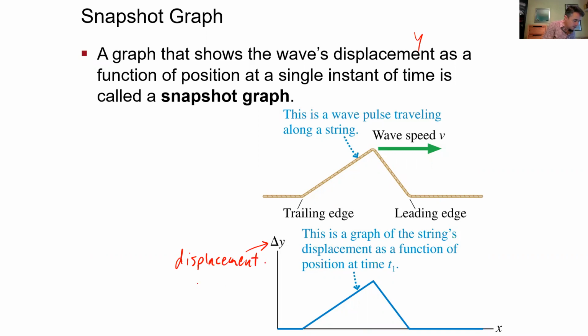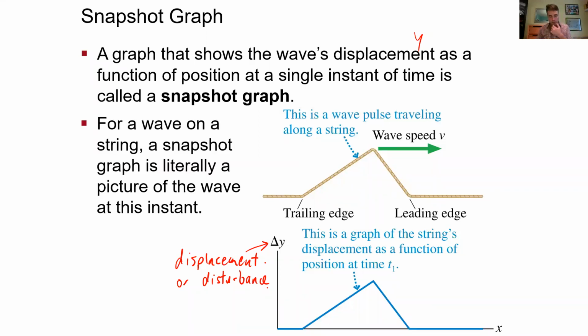I think I also mentioned, a tongue pointed out that it's disturbance. I use various words for this, but I mean how much it's going away from the particle's equilibrium position. And you plot that versus x. So it just is what the actual wave looks like as it goes by at a particular moment in time.